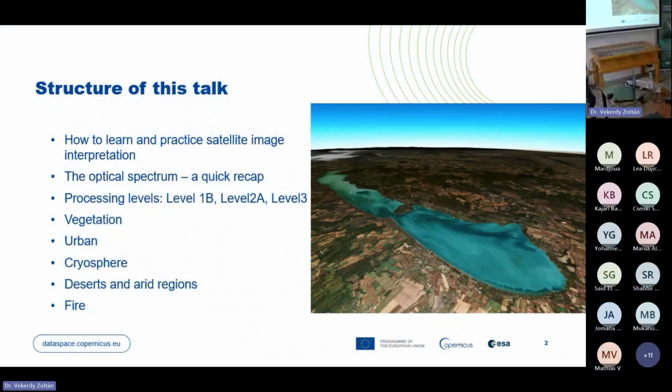The way I want to structure this is just first of all to talk about how to learn satellite image interpretation. This is not something that we can dive very deep into in an hour or two. This is something that you learn for years and years.